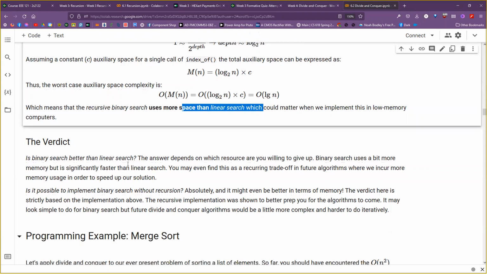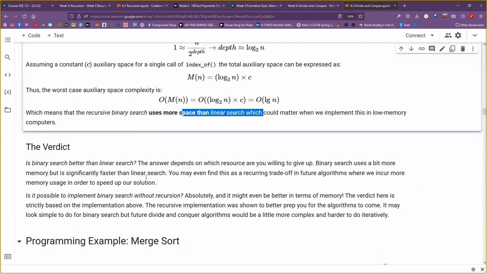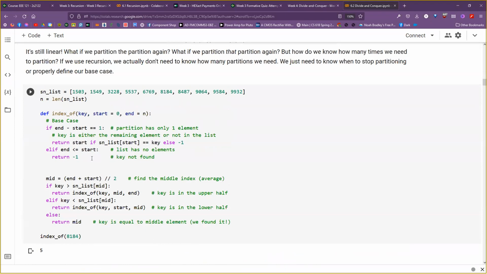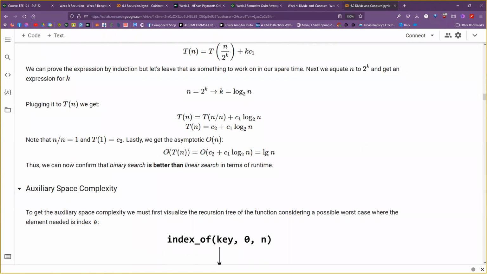So which one is better? Depende kung meron kang additional space or meron kang additional time. And another option is baka yung ating recursive na binary search, pwede natin i-convert to an iterative na binary search. So wala na yung problem altogether.